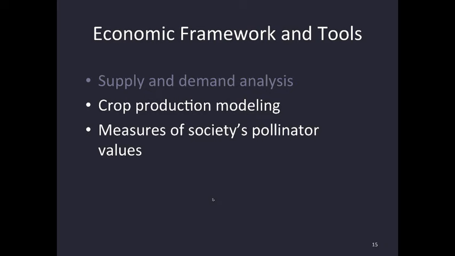So in the future, there's great opportunities for information from economists willing to work with ecologists, agronomists, and others on this. Dan Sumner and his team at University of California, Davis is working in this direction with their work on almond pollination.